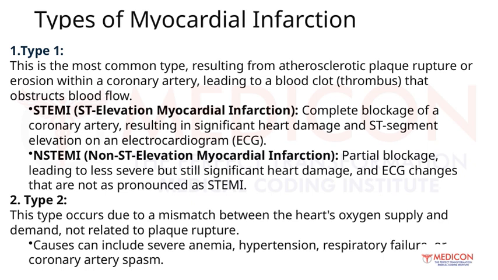type. So, in summary, type 1 is usually related to plaque rupture and clot formation, leading to either a complete or partial artery blockage. While type 2 is more about the oxygen supply-demand imbalance without a rupture. Understanding these differences helps us better diagnose and treat patients based on the underlying cause.